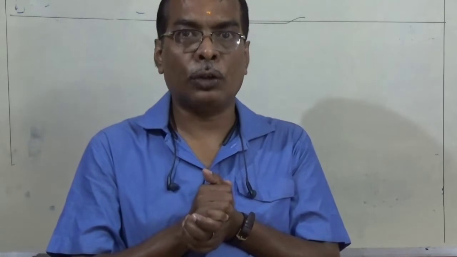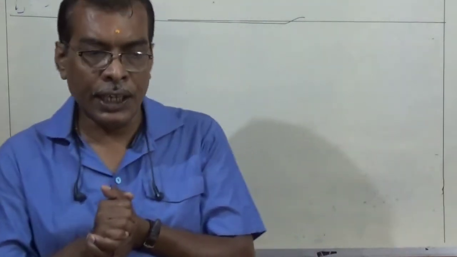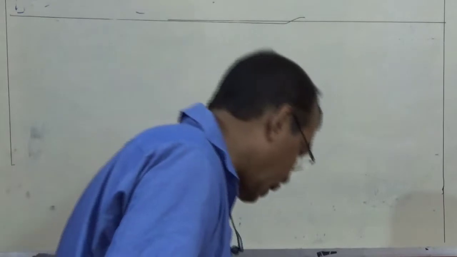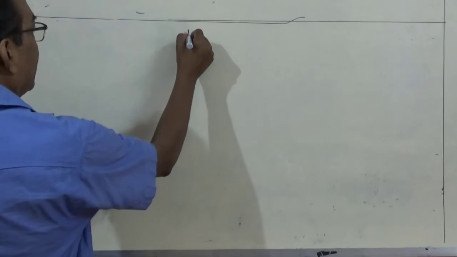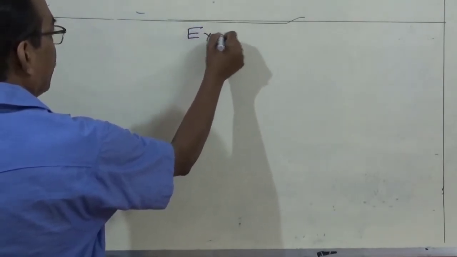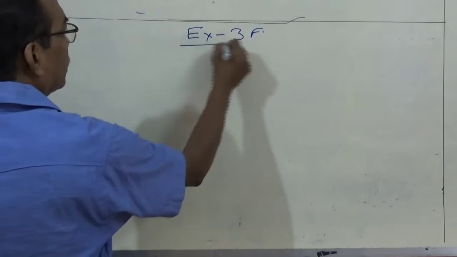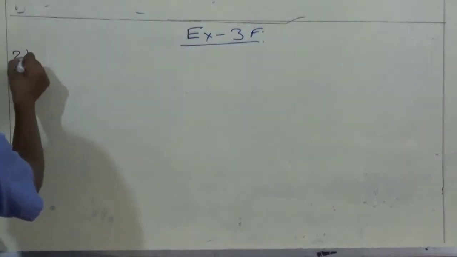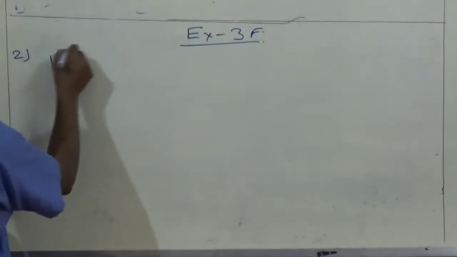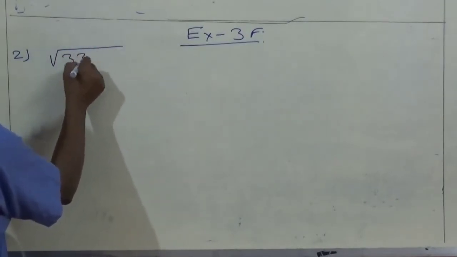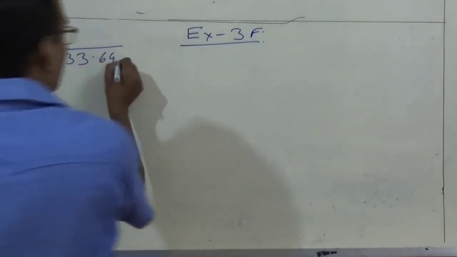So sincerely, just go through these videos and try to absorb them. Let us start from exercise 3F. First of all, the first question which I am going to consider is in exercise 3F, question number 2. Here they are asking you to find the square root of 33.64.